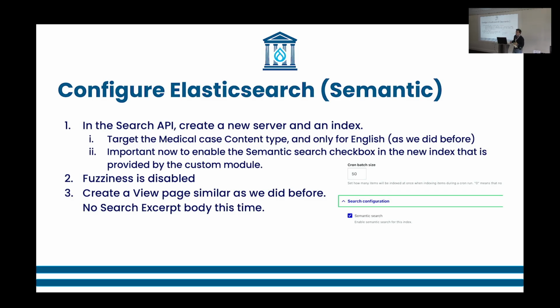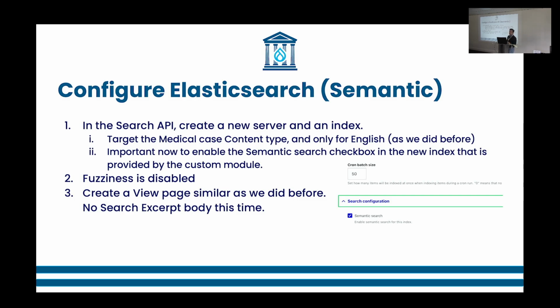And now how we are going to configure this Elasticsearch, the semantic search one, not the basic. In the Search API, we create a new server and an index, as we did before. Target is the medical case content type, and only for English. But now it's important, due to this custom module, to enable the semantic search checkbox for that new index that's provided by this custom module, so that we know that the results that we will get from this one are going to be related with the semantic search of Elastic.